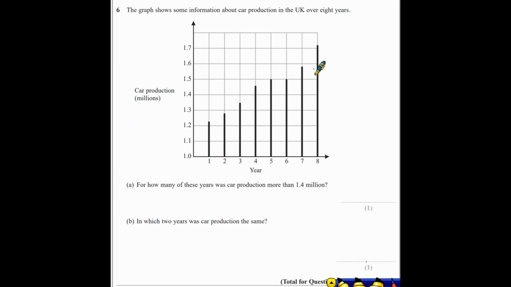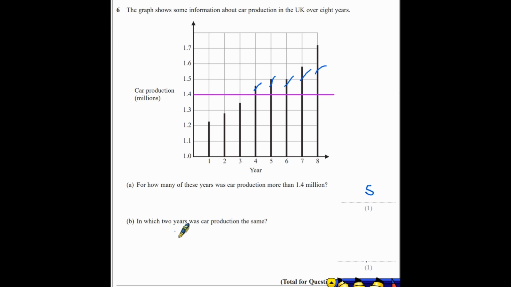In question 6, we were asked to extract some information from the graph that we're given here. A quick look, it's about car production in millions. We have the millions up the side and the years 1 to 8 in bars. So, question 6a says, for how many of these years was car production more than 1.4 million? Well, 1.4 million is here on the graph, so we can draw a line straight through it if you like. And if we look at how many years it's more than, well, it's 1, 2, 3, 4, 5 years. So our answer is 5 here.